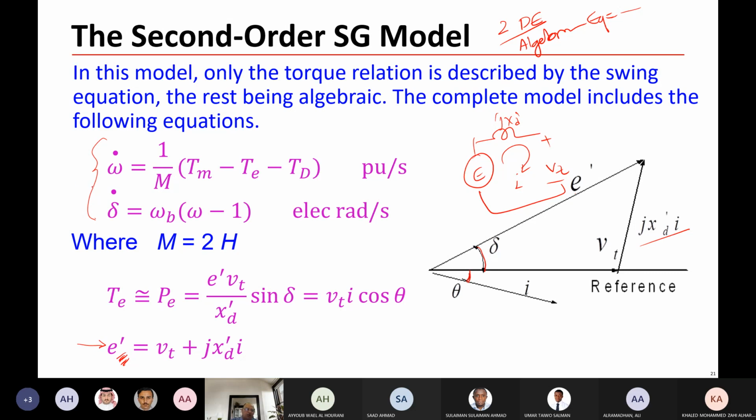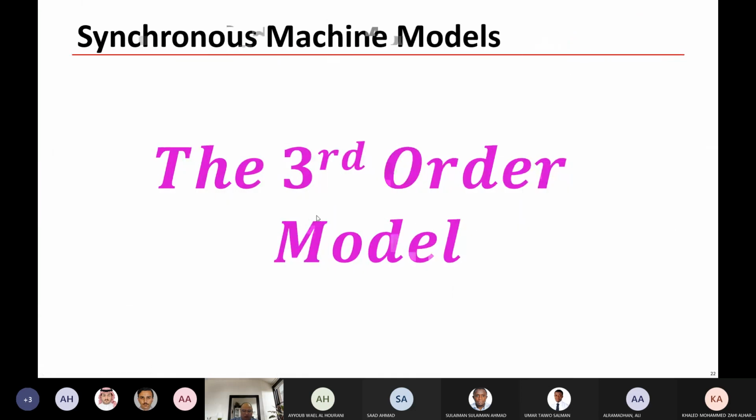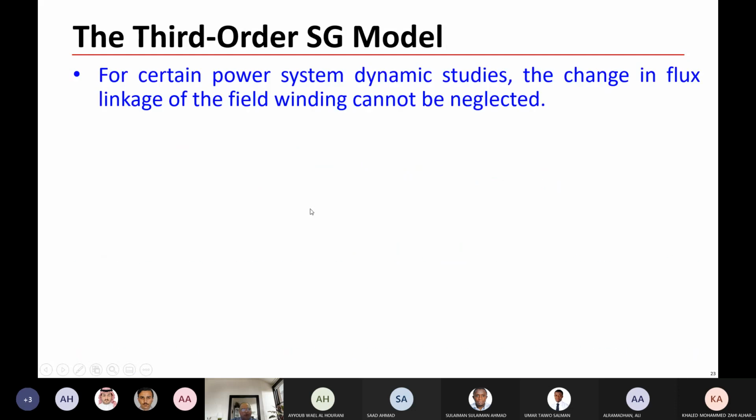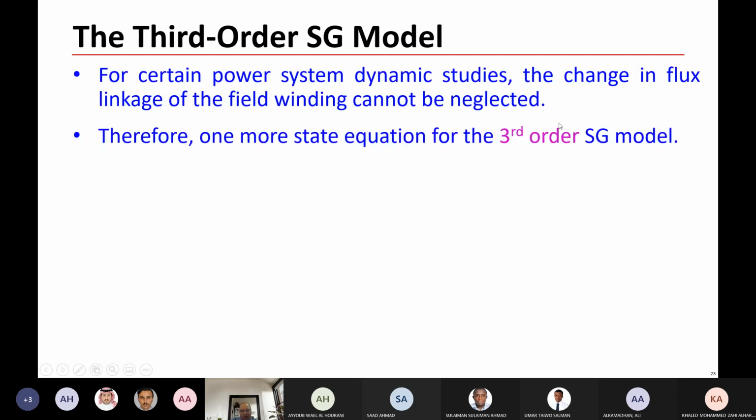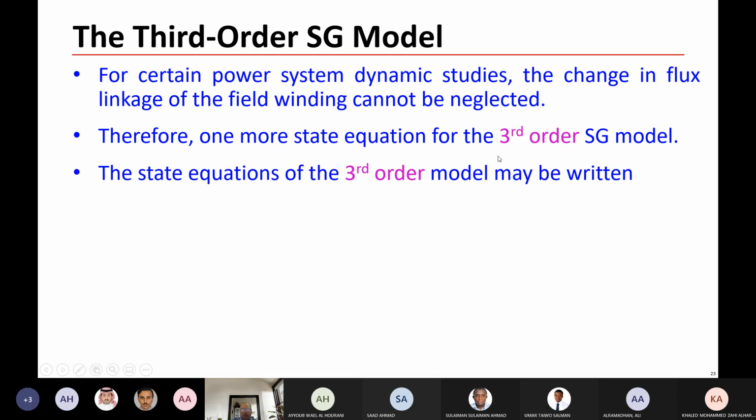So in addition to these two equations, we will add another equation for E prime dot, and specifically we can say Eq prime dot. Field winding is in the direct axis, and the induced voltage will be in the quadrature axis. So the third order model is nothing but adding the field winding equation. Change in the flux linkage in the field winding cannot be neglected. Therefore, there is one more state equation for the third order synchronous generator.